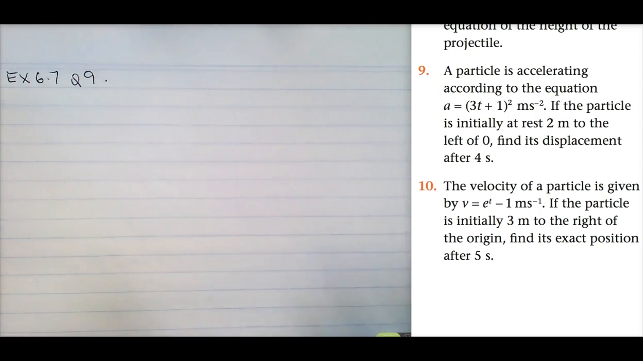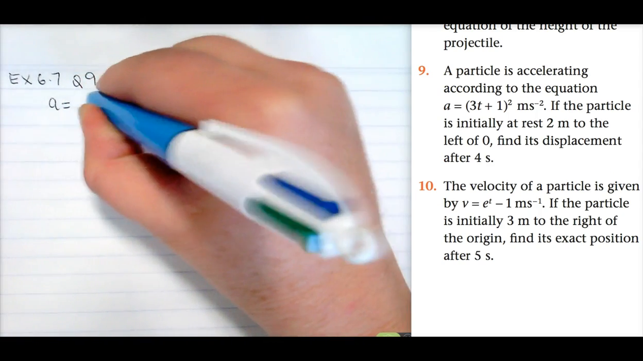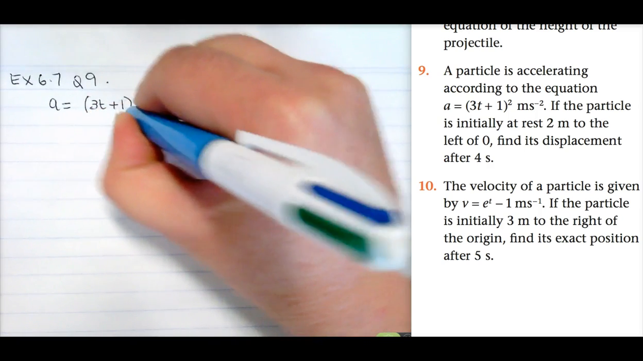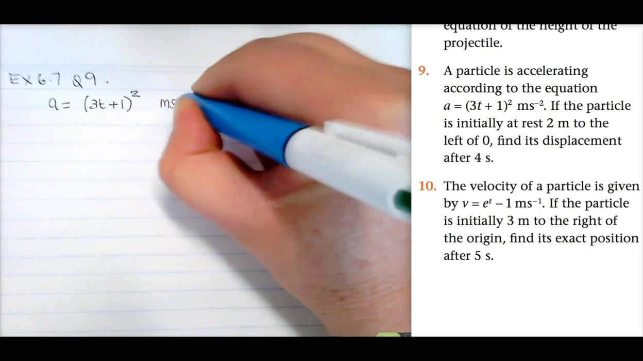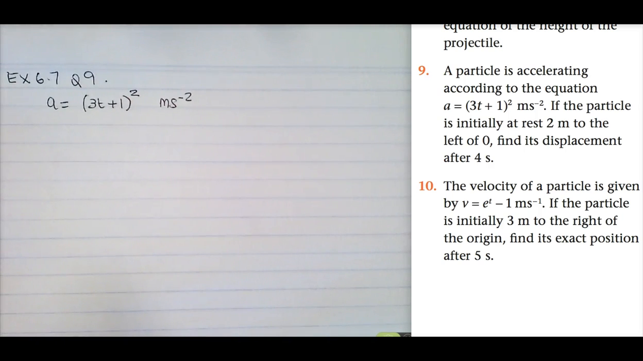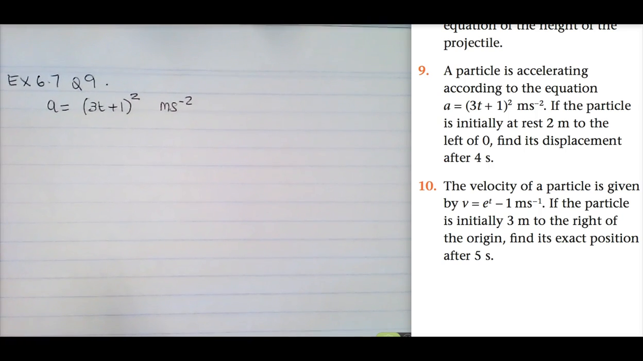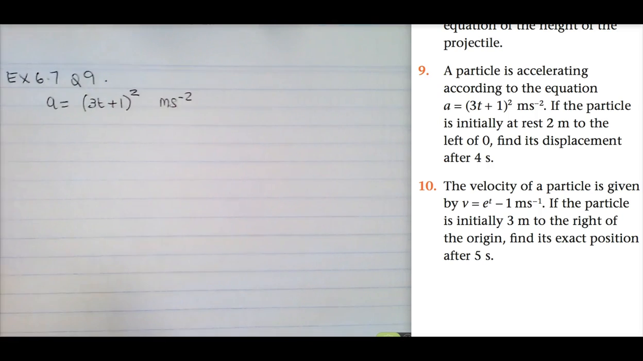A particle is accelerating according to this equation: a equals (3t plus 1) squared meters per second per second. Now, if you are not going to integrate or differentiate this correctly, whatever you're going to do, I'd be expanding it if you're not going to do it properly. Acceleration is (3t plus 1) squared.